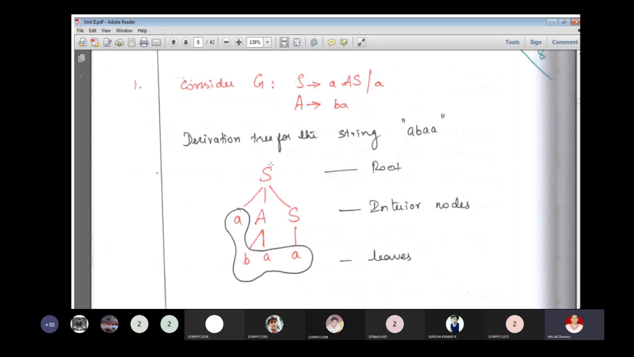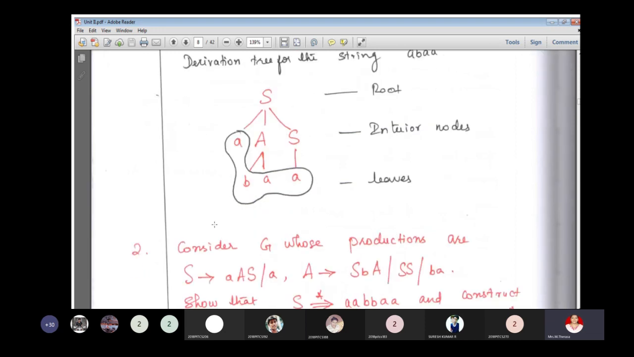So look at here. The root node is S. Okay, always the start symbol should be given in the root node. The root should be labeled with the start symbol. So what are the interior nodes we have? Capital A and S. So these are all variables. And what are the leaf nodes? This a, this b, this a, this a. So leaf nodes are nothing but the terminals. So this is the example for a derivation tree.